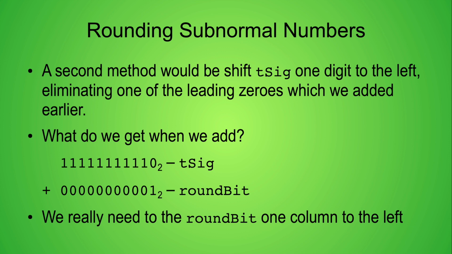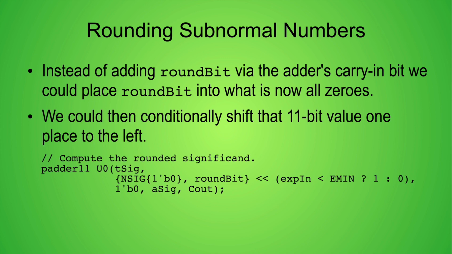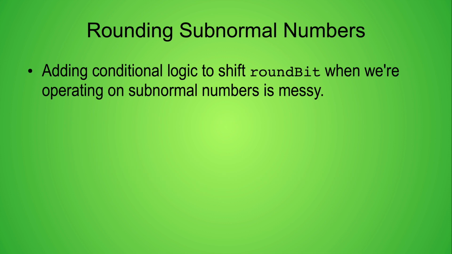But how would we shift roundBit to the left? Right now, roundBit is being added to the sum via the carry-in bit. The other number being added to t-sig is 0. We could use a carry bit of 0 and construct the other addend with roundBit in the least significant bit, and then shift this addend to the left 1 bit when we're rounding a subnormal number. Code to implement this logic might look something like what you see on the screen now. This could work, but it's messy having to do this shift dynamically.